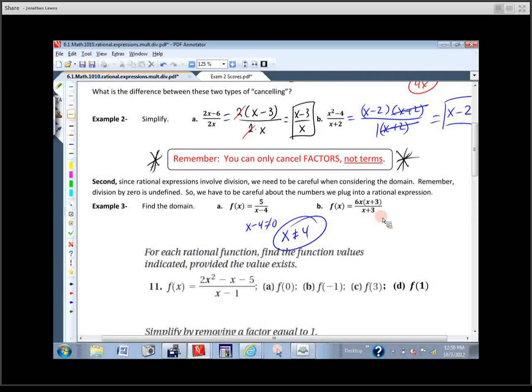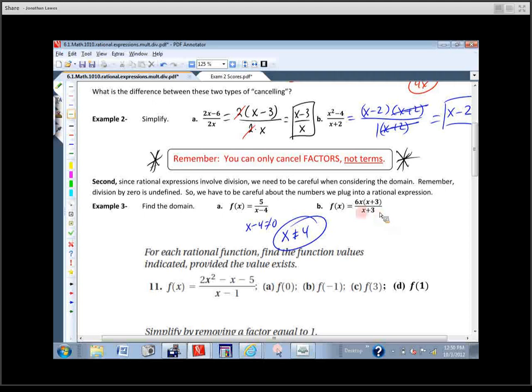What number can't I plug in? -3. Okay, you can't plug in a -3. Now, does it matter that I can factor this, cancel off those common factors, and this behaves like 6x? It doesn't, because the original problem had an x minus 3 in the denominator. So it wouldn't be able to equal -3. Are there any questions there?